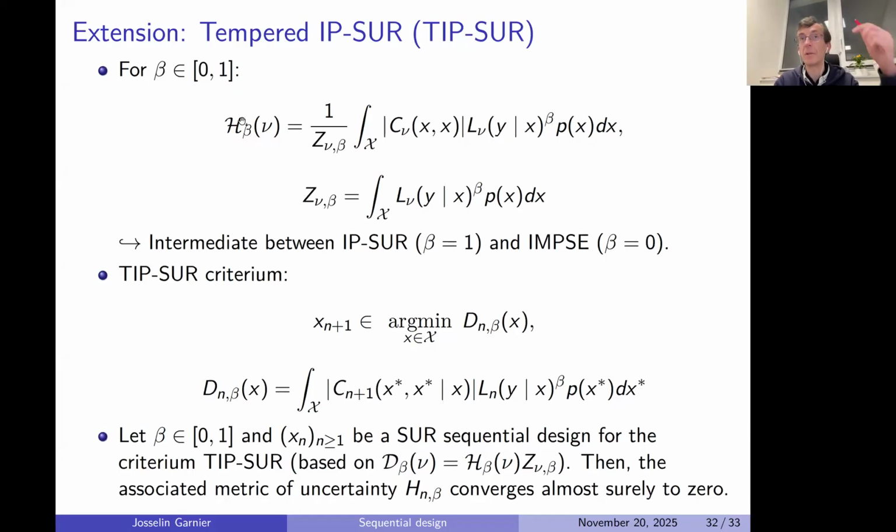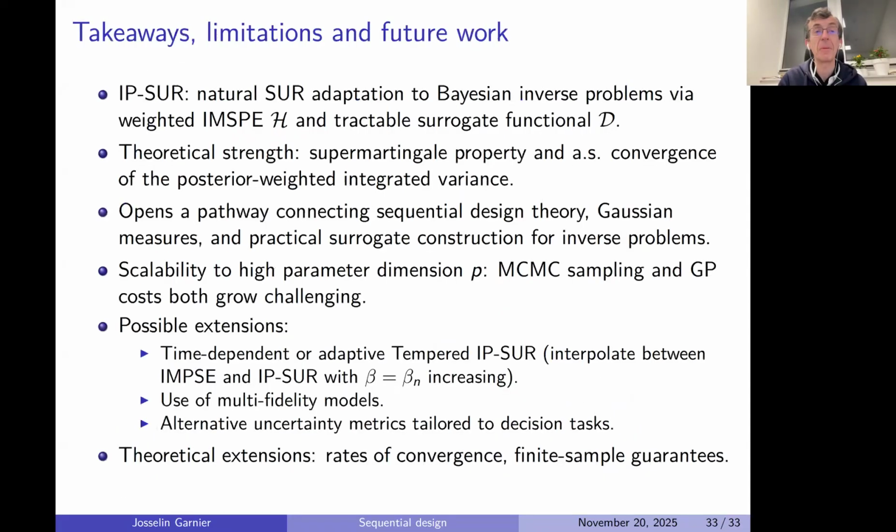I have not done it because that would give an extra parameter in the proof. But in fact, the proof is written with H beta for a fixed beta. So everything is all right, everything works. You can show that the tempered IPSure criterion, once you fix beta, is a SUR sequential design strategy with guarantees of convergence. But I have not shown it here because we tried, and on all the test cases we have tried, beta equal 1 is optimal. So we don't have proof for that, but that's an experimental observation.